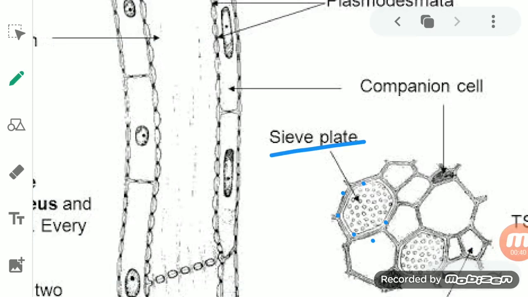Phloem fibers are present with it. It is attached with that. This is the phloem fiber, and these are the phloem fibers which are attached with it. And you see here, everywhere the companion cell is also attached with it. Okay, phloem fibers are thick-walled with lignin.